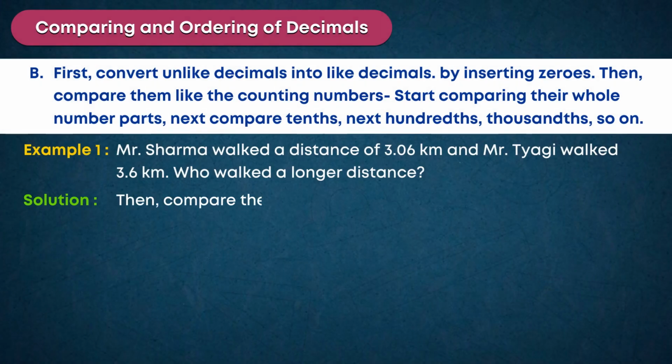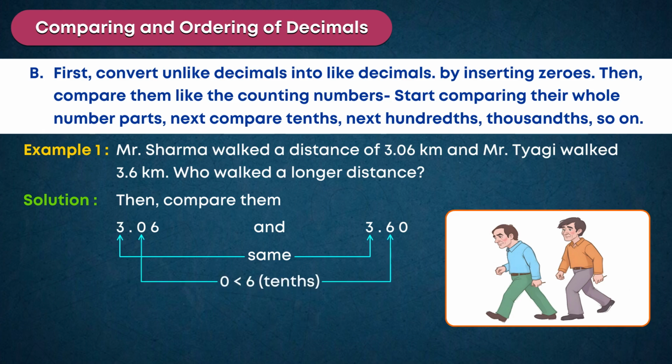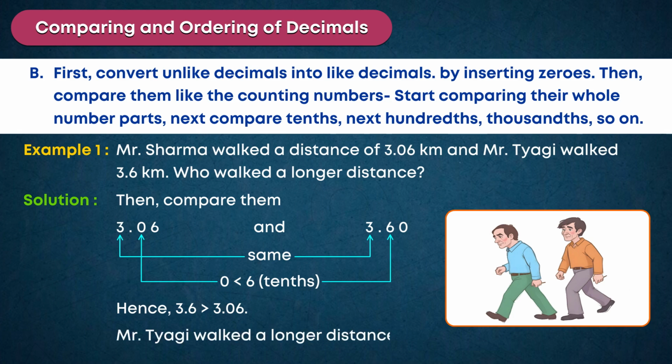Then, compare them. 3.06 and 3.60. Compare the first digit, 3, is the same. Second digit, 0 and 6. 0 is less than 6 tenths. Hence, 3.6 is greater than 3.06. Mr. Tyagi walked a longer distance.